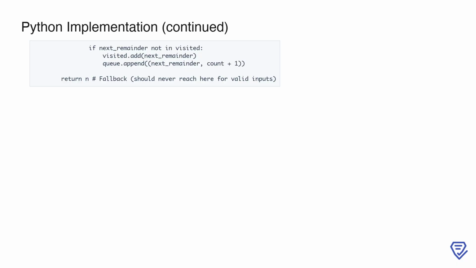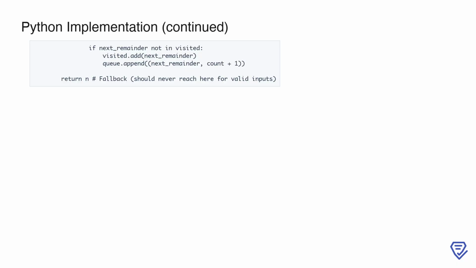We then append a new tuple to the queue with this next_remainder and increment the count by 1, reflecting the addition of another perfect square. This ensures that the BFS continues exploring all possible combinations of perfect squares while avoiding redundant calculations. Once the queue is exhausted, if no solution is found, we return the original number n as a fallback. However, for valid inputs, this fallback should never be reached because the problem guarantees that a solution exists.